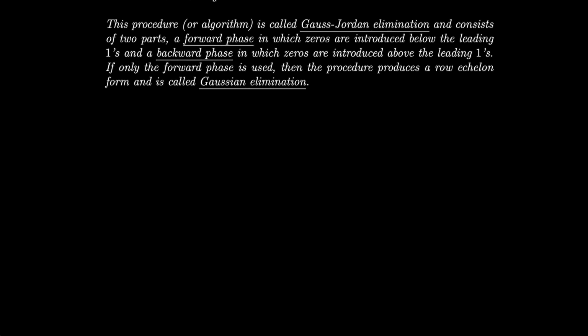This procedure or algorithm is called Gauss-Jordan elimination and consists of 2 parts: a forward phase in which zeros are introduced below the leading ones, and a backward phase in which zeros are introduced above the leading ones. If only the forward phase is used, then the procedure produces a row echelon form and is called Gaussian elimination.